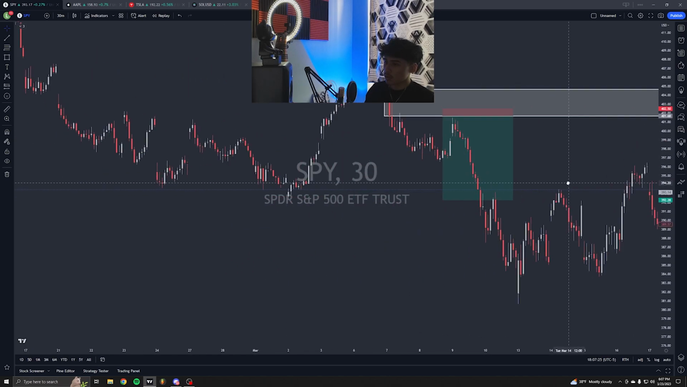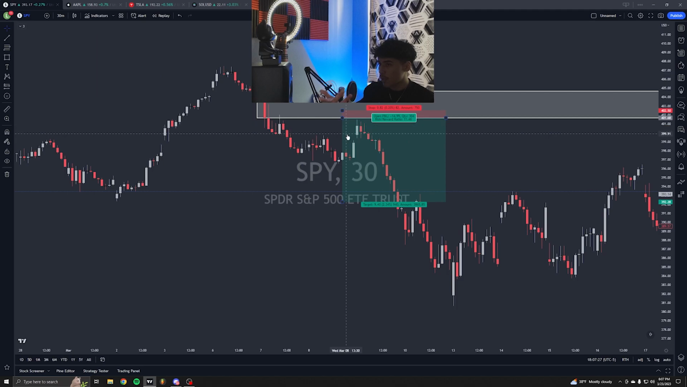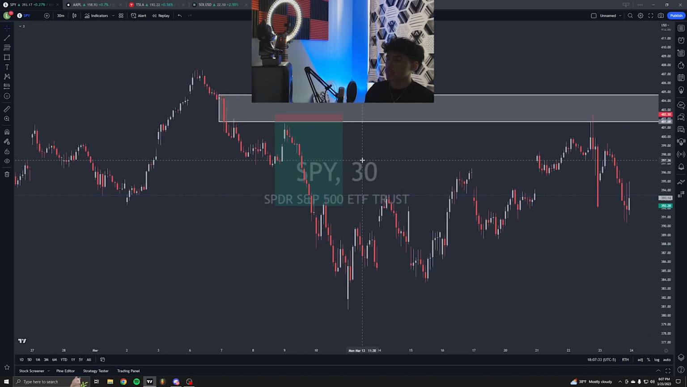So set yours accordingly. And then obviously here you can see that price came back up to this supply zone and rejected really heavy, right? So boom, that's how you set your supply zone. And then every single time you come up and touch the zone, you're going to look to short it, right?